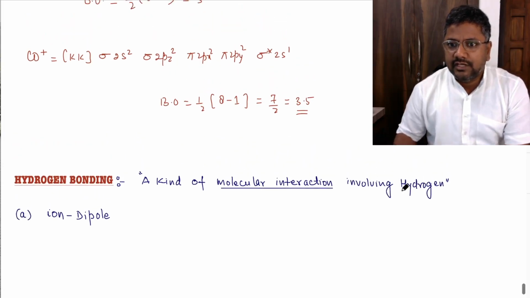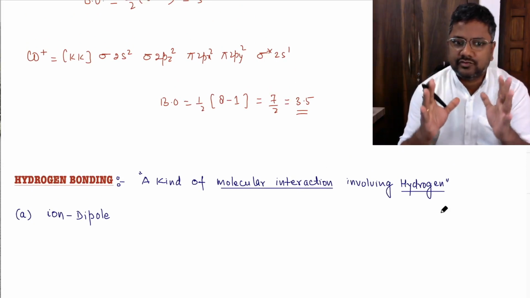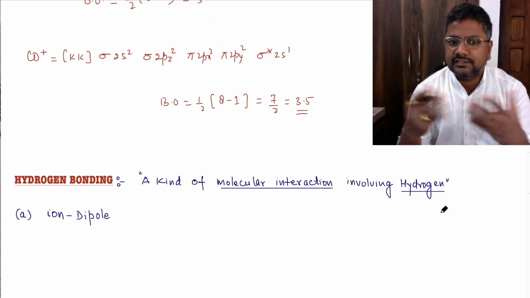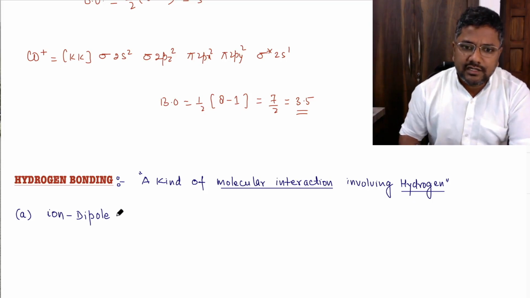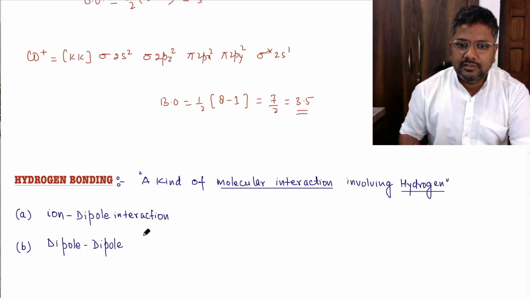Involving hydrogen means this interaction definitely involves hydrogen. Without hydrogen, if there is any interaction, that is not hydrogen bonding. So ion-dipole interaction is the first kind of hydrogen bond, and the second one is dipole-dipole interaction, right?